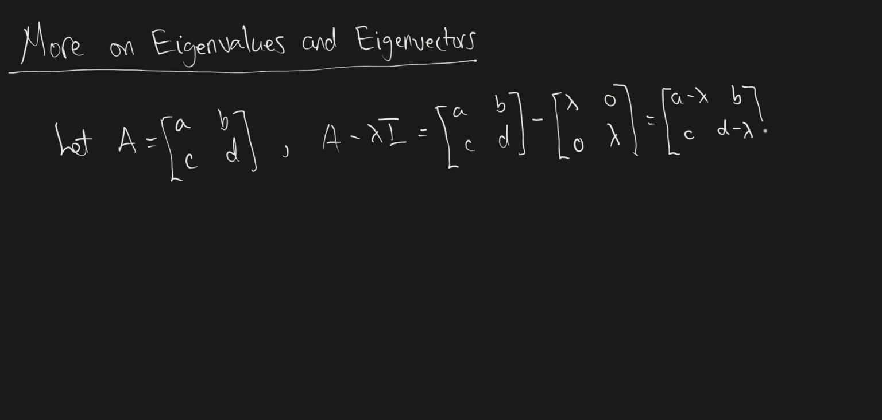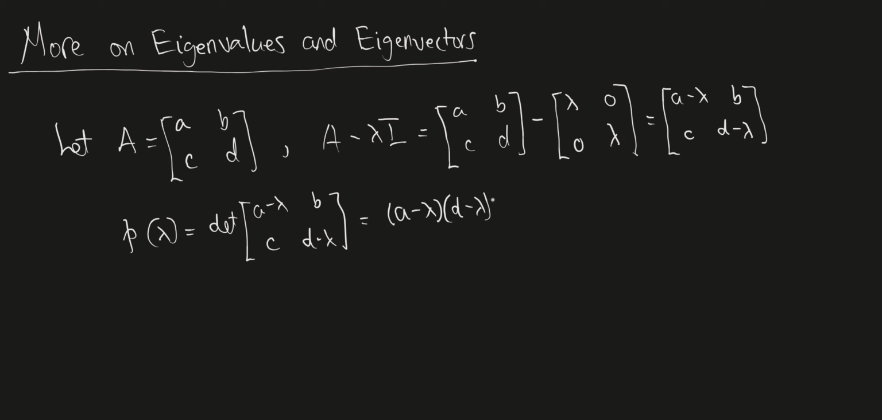So we have that. Now, the characteristic polynomial is what we get by taking the determinant of this special matrix, and we call that P of lambda. So in the 2 by 2 case, it's the determinant of what I just wrote down: A minus lambda, B, and then C, and then D minus lambda. So let's do our 2 by 2 determinant and see what happens. This is going to be A minus lambda times D minus lambda minus BC.